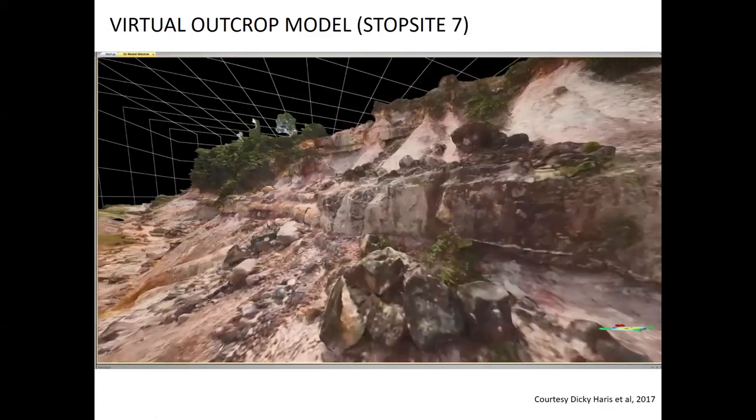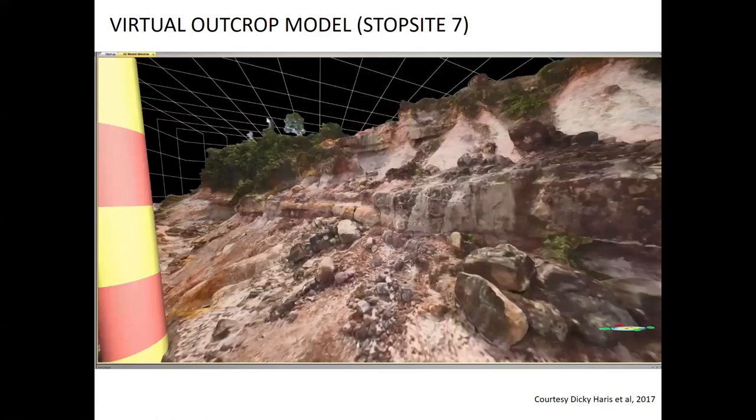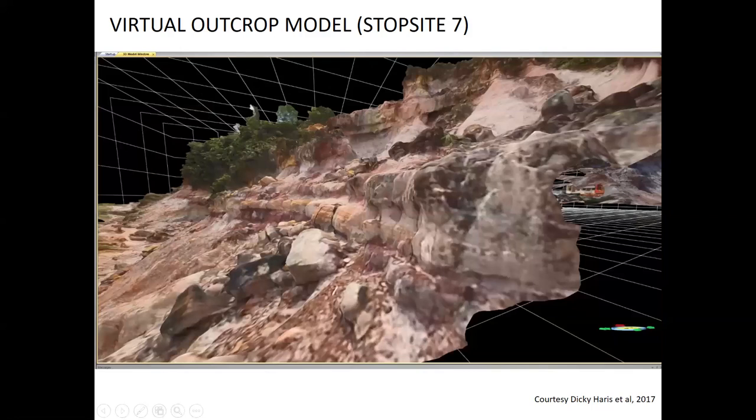Now we are looking at the individual multi-story channel. This thickness is up to 1 meter.